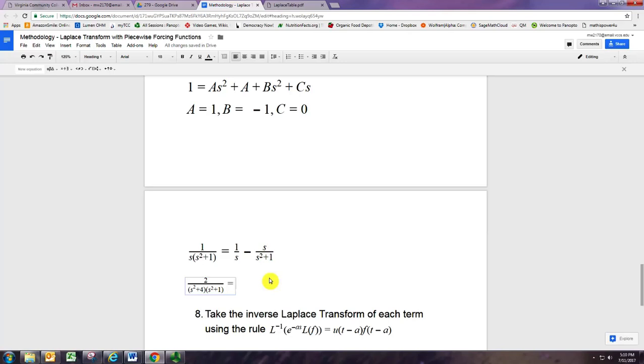Right, so with this one, we've got 2 over s squared plus 4 times s squared plus 1, and we're going to break that up into As plus B over the s squared plus 4 plus Cs plus D over the s squared plus 1. And multiplying by the denominators, we can get the equation 2 equals As plus B times s squared plus 1 plus Cs plus D times s squared plus 4.